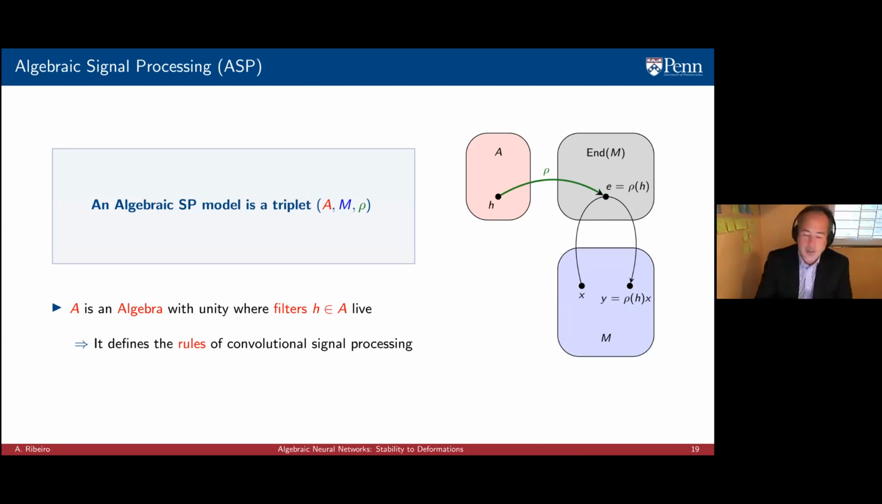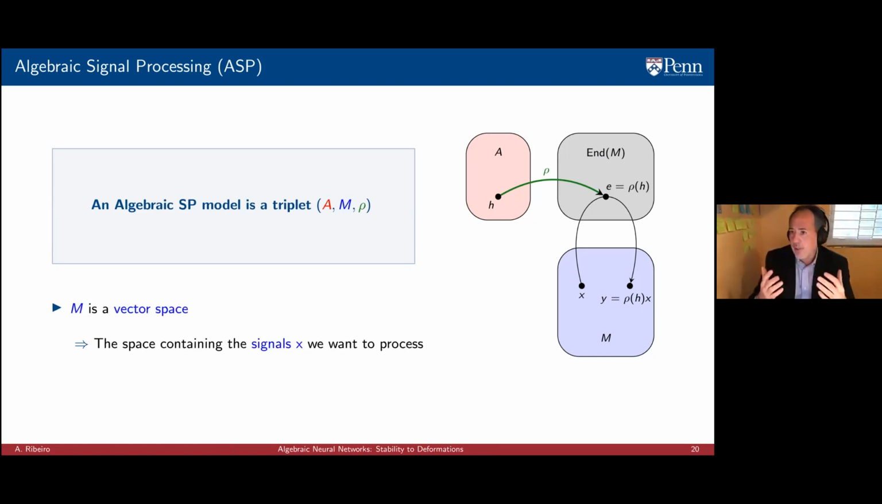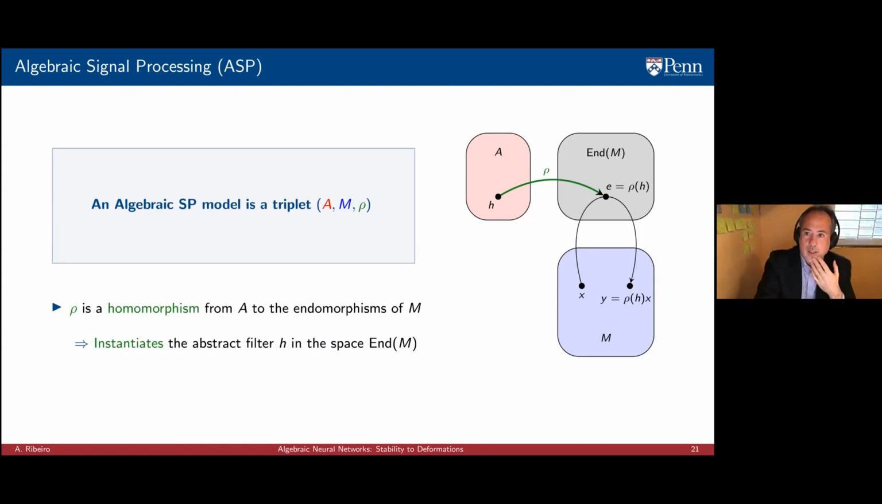Thus, an algebraic signal processing model is a triplet made up of an algebra A, a vector space M, and a homomorphism rho. The algebra, that's the space where the filters live. And it's meant to define the rules of convolutional signal processing. M is a vector space. That's the simple one. That's the place where your signals live, the entities that you want to process. And the homomorphism, that's also perhaps the simple one, is just a way of matching the algebra A to the vector space M. It instantiates the filter in the vector space where the signals live.